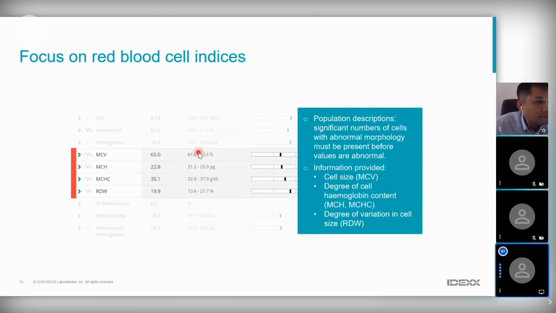So the next part on the CBC of the erythrogram is the red blood cell indices. So we have here MCV, which means the mean corpuscle volume, and then we have MCH, that's the mean corpuscle hemoglobin, and then we have MCHC, that is mean corpuscle hemoglobin concentration. So these are the measures of average concentration of hemoglobin inside red blood cells. All these are the mean values, which means that they are the average values of the circulating RBCs in the blood.